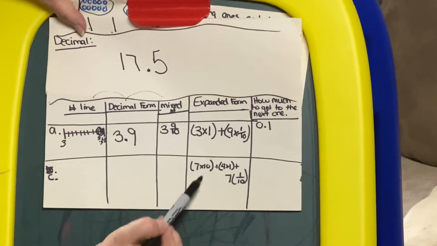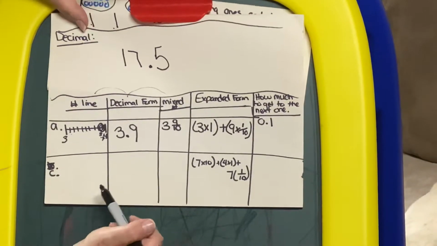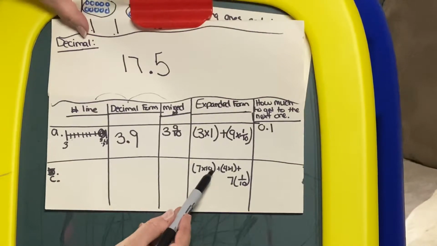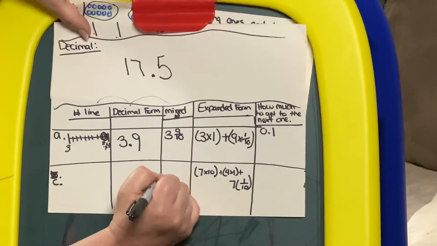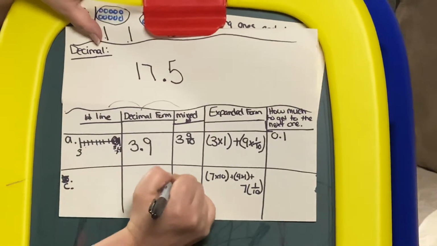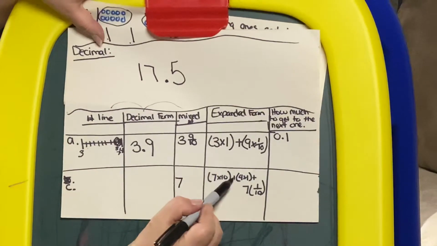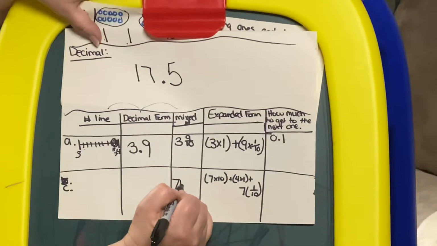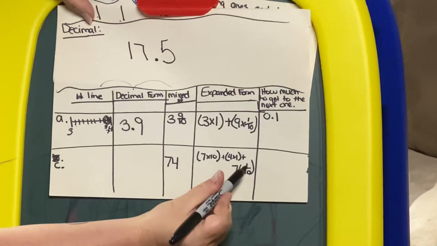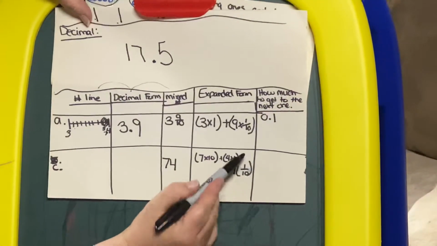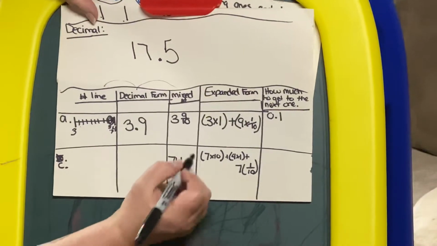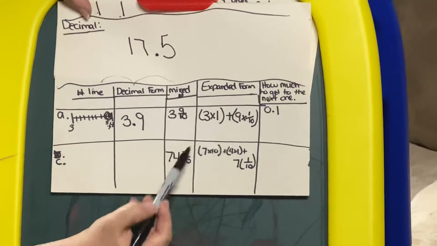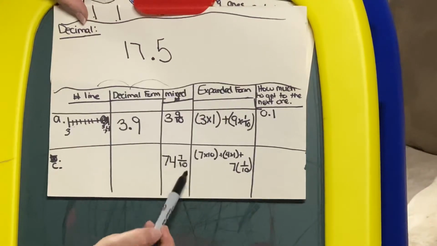Let's try looking at expanded form and jump all the way down to C real fast. See if we can write it going backwards. We have 7 times 10. So I know I'm going to have a 7 in the tens place. So I'm going to keep my 7 here. Plus 4 times 1, which gives me a 4 in the ones place. And then I have plus 7 times 1/10, which tells me I have 7 over 10. So my mixed number is 74 and 7/10.